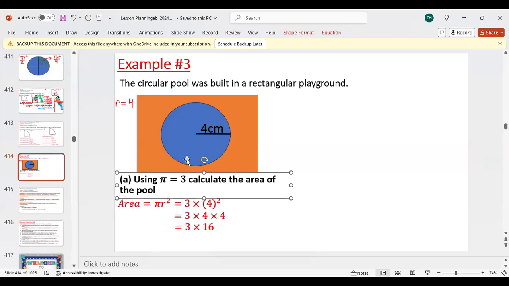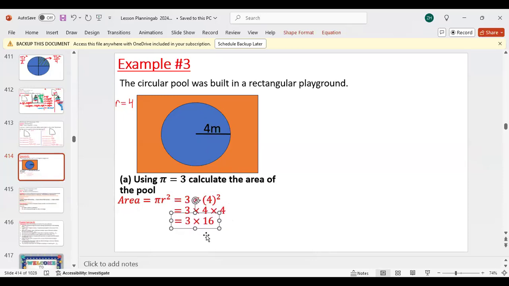Yes. I am so sorry. This is not centimeters squared. This is meters squared. This is meters. So I apologize. It's not centimeters. It's meters. So we have 3 times 16. And 3 times 16 is, she said, 48.